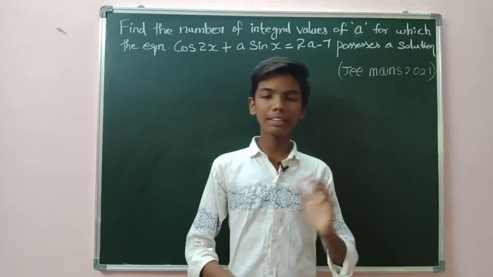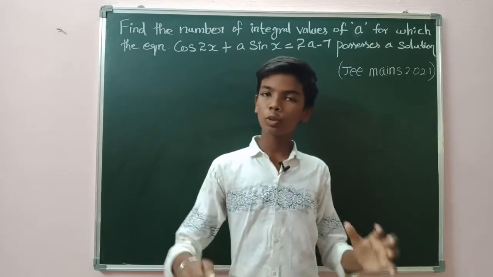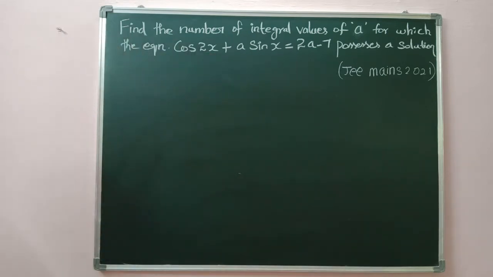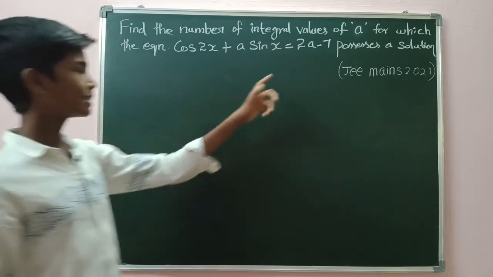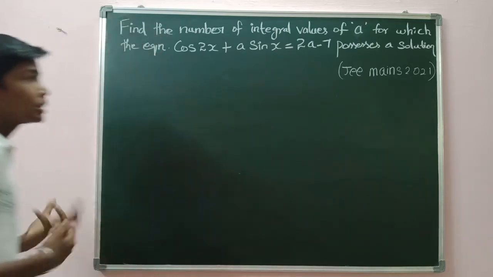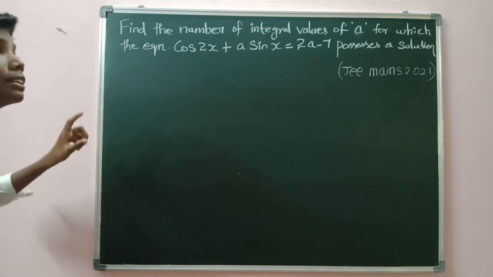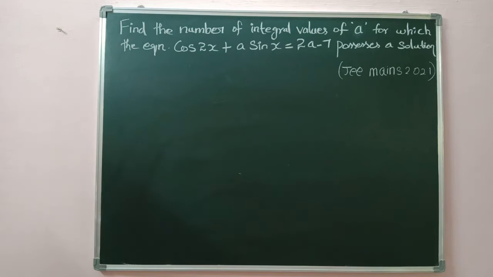Today we are going to solve a JEE Mains trigonometry question. So let me start to solve, guys. The question is: find the number of integral values of a for which the equation cos 2x + a sin x = 2a - 7 possesses a solution. And guys, this question was asked in JEE Mains 2021.